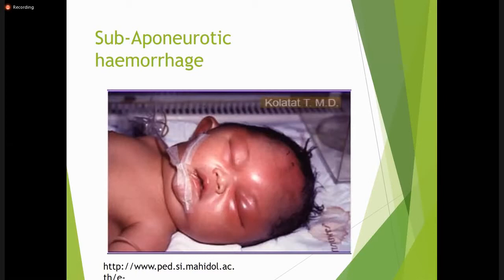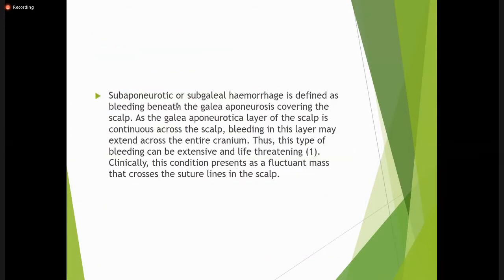The third swelling, or another important collection, is the subaponeurotic hemorrhage, and it is the most serious one. It is also called subgaleal hemorrhage, and it is defined as bleeding beneath the galea aponeurosis covering the scalp.